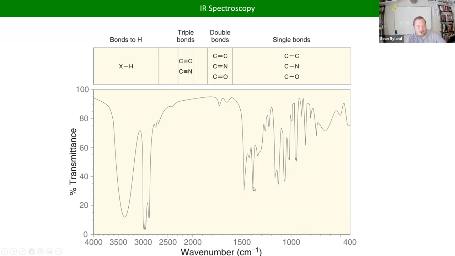But for the most part, there's not a lot we can interpret down in the fingerprint region. So once you get below 1500, we still have data for it, but we kind of ignore it. We don't try to interpret it too much. We're mostly going to be looking at this region from 1500 to about 3500.